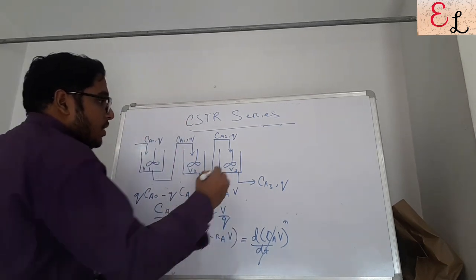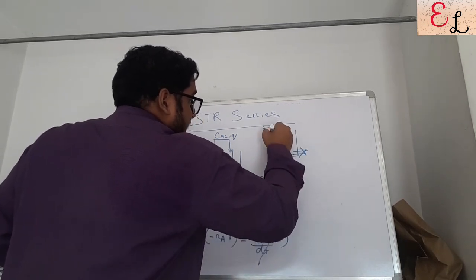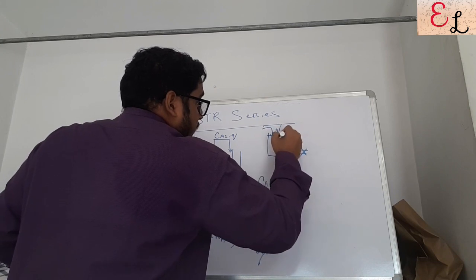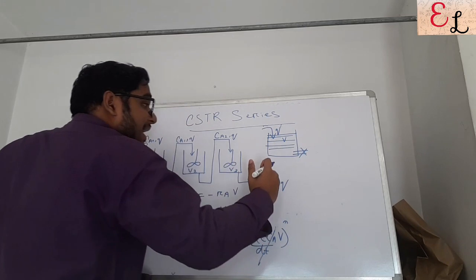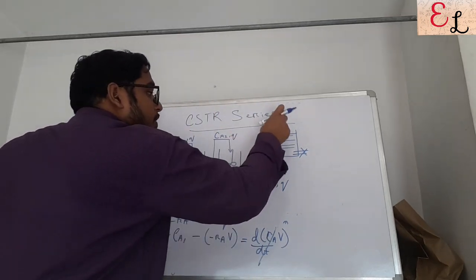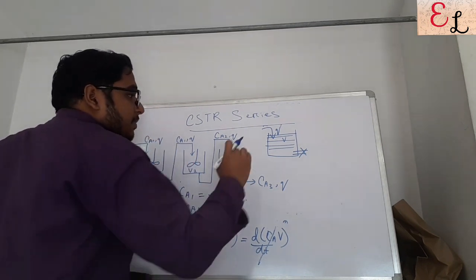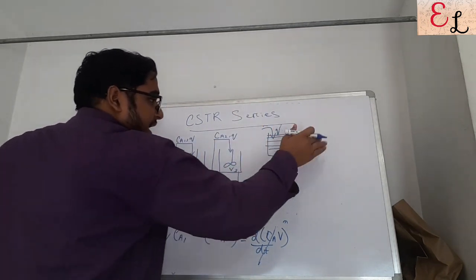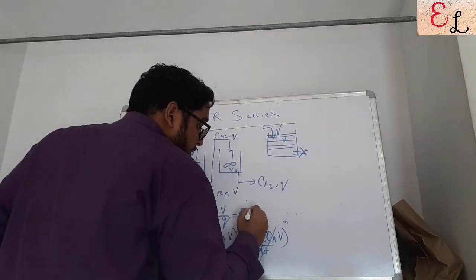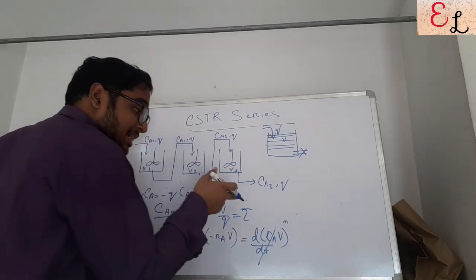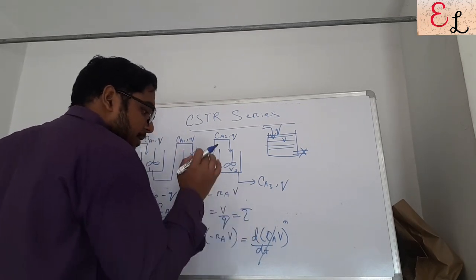Now what is V by Q? If we have a CSTR whose exit is closed and the entry flow rate is Q and the volume is V, the time it takes to fill up the entire volume V with the volumetric flow rate Q is basically V by Q. That is the time taken to fill up the CSTR if the exit is closed. So V by Q is defined as tau. We keep the name residence time or space time, whatever it may be called.